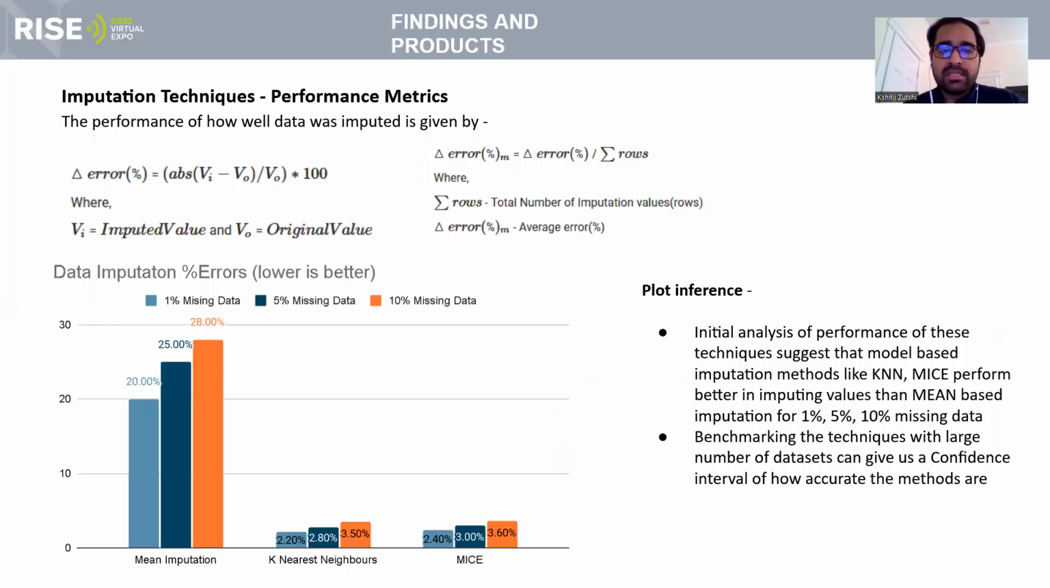In terms of the progress and findings of my research so far, the performance metric I'm evaluating is the percentage of error, which is the absolute difference between the actual and the imputed value, expressed as a percentage, and then taking the average error over the entire number of rows present.